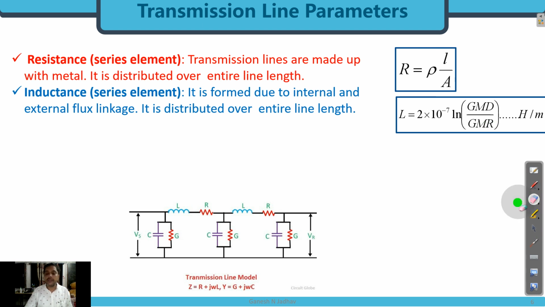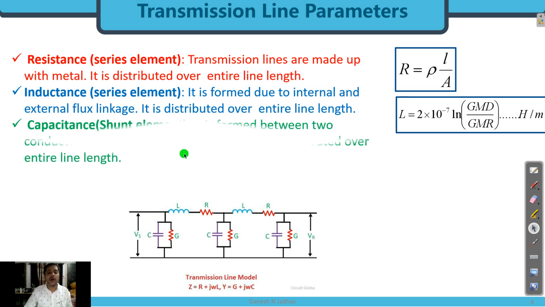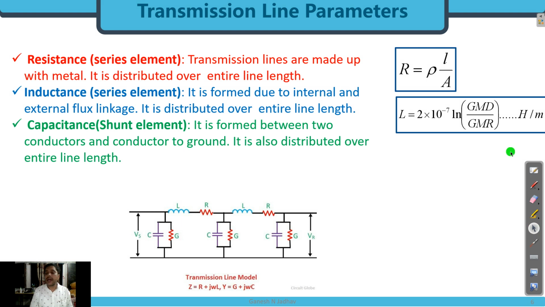Let's begin. This is the internal flux linkage, due to which the inductance will be formed. Then capacitance will be formed in the transmission line. These are two metals, and in between them there is air, the insulating material, so two conducting plates with air in between will form a capacitance. Every two lines have their own capacitance in between.